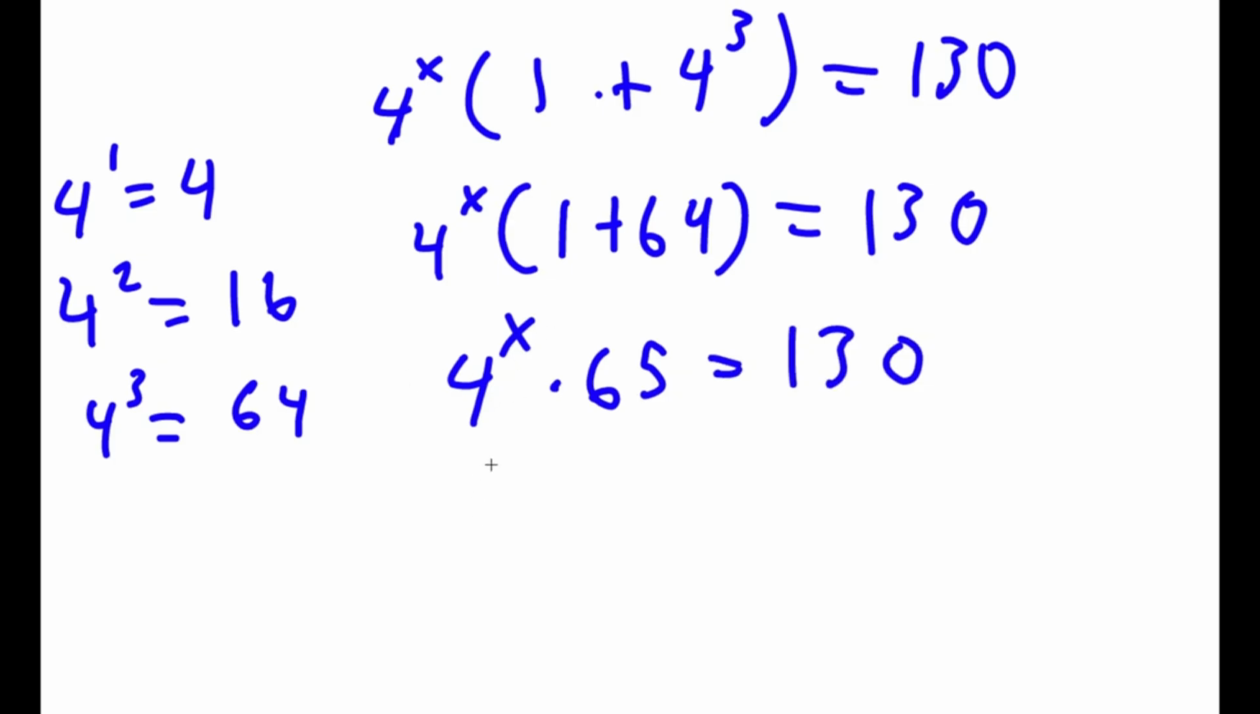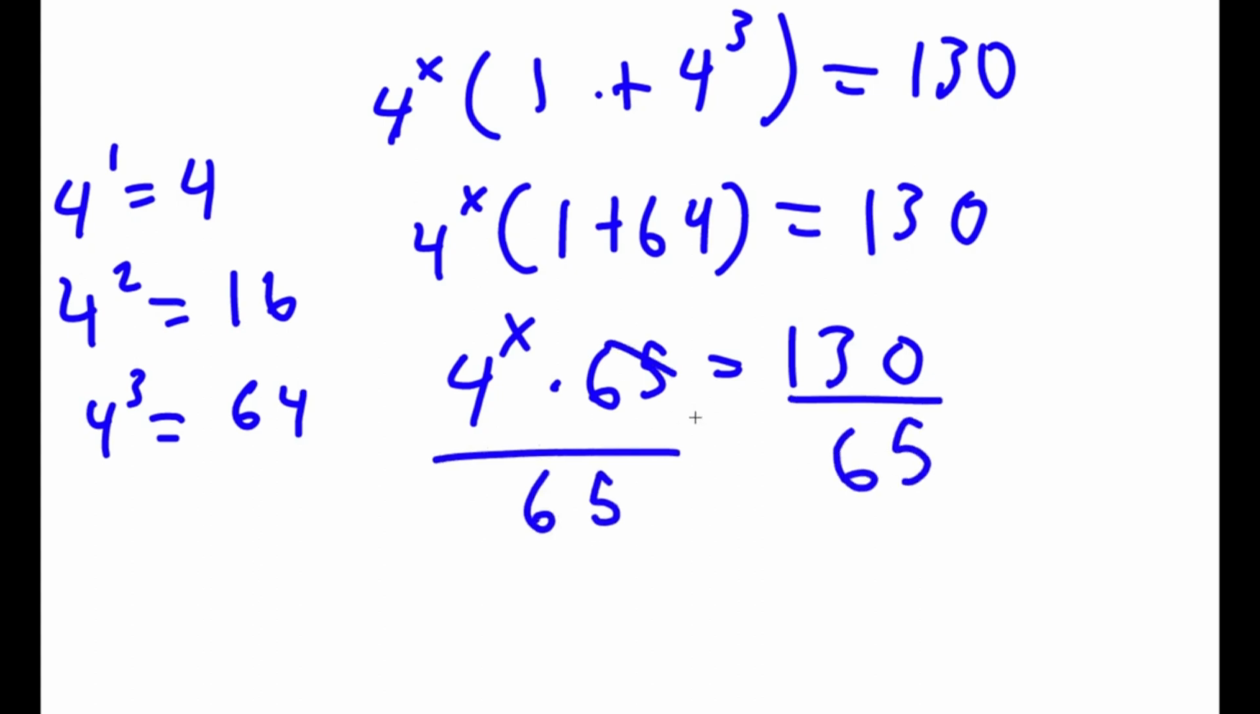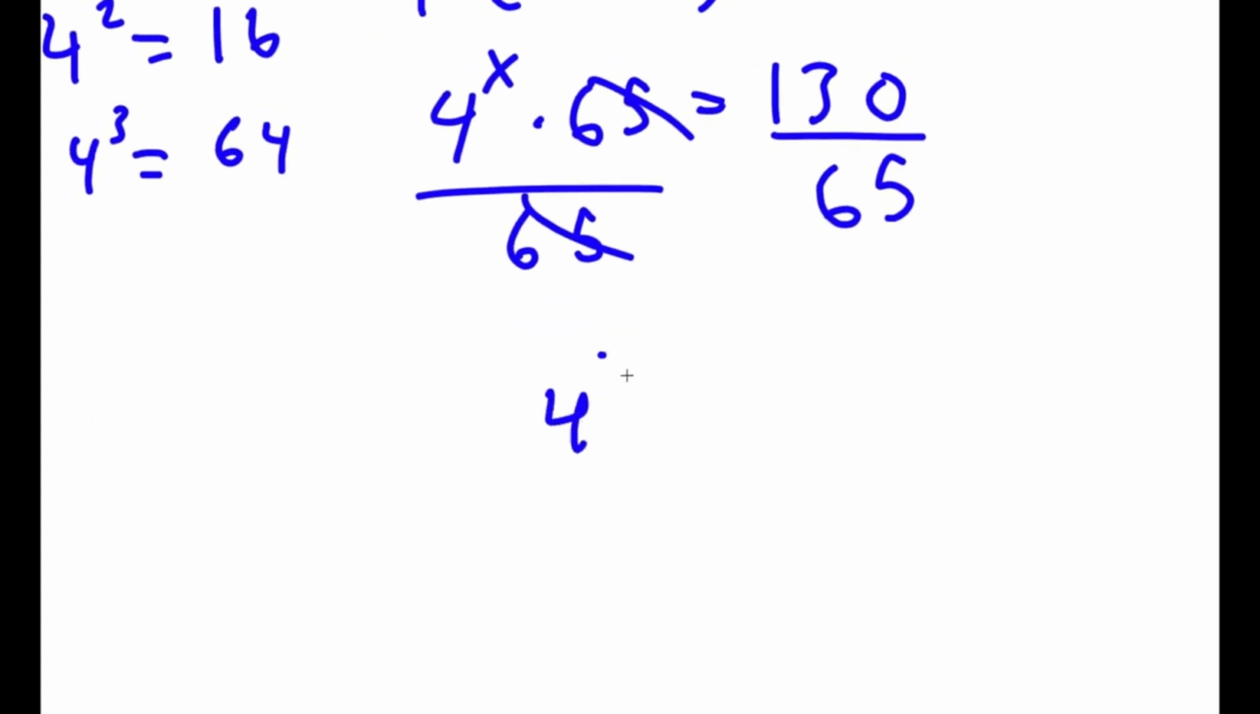Now I want to isolate x, so I'm going to be dividing both sides by 65. So then these two cancel out, and I'm left with 4 to the power of x is equal to 1/3 divided by 65, which is 1/195.